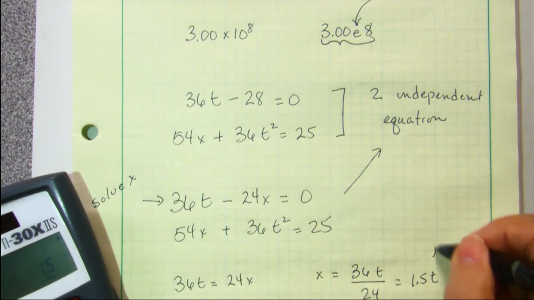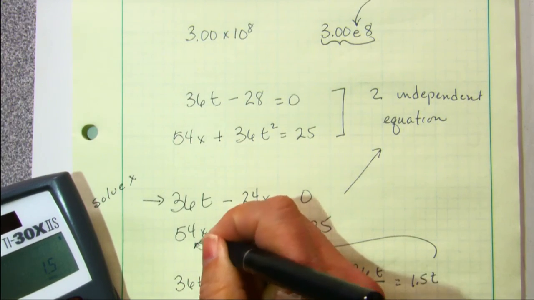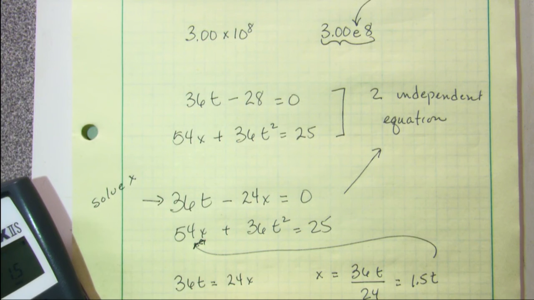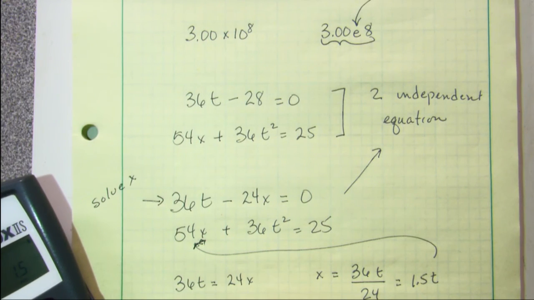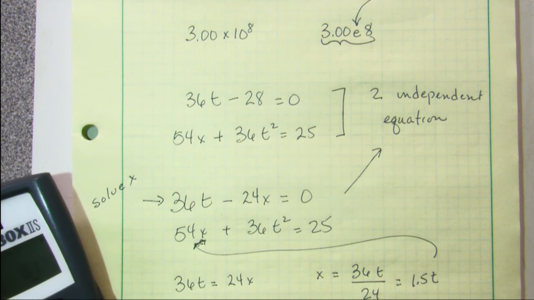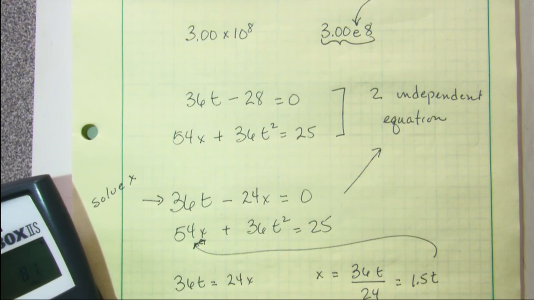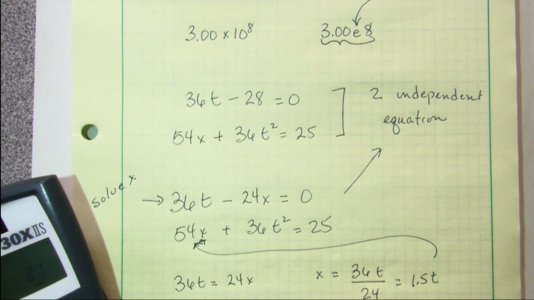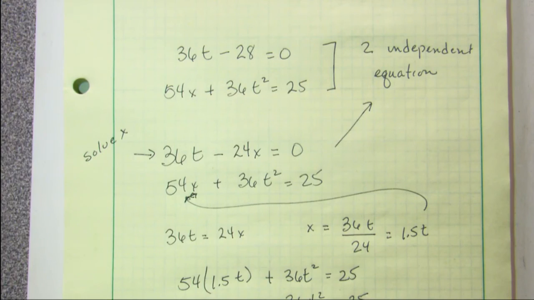So I'm going to go ahead and substitute that in for x. So I'm going to get 54 times 1.5t plus 36t squared is equal to 25. So 54 times 1.5, just clean it up. This gives me 81t plus 36t squared is equal to 25. Now I just have a quadratic equation and I can solve for t. So that's the brute force substitution method.